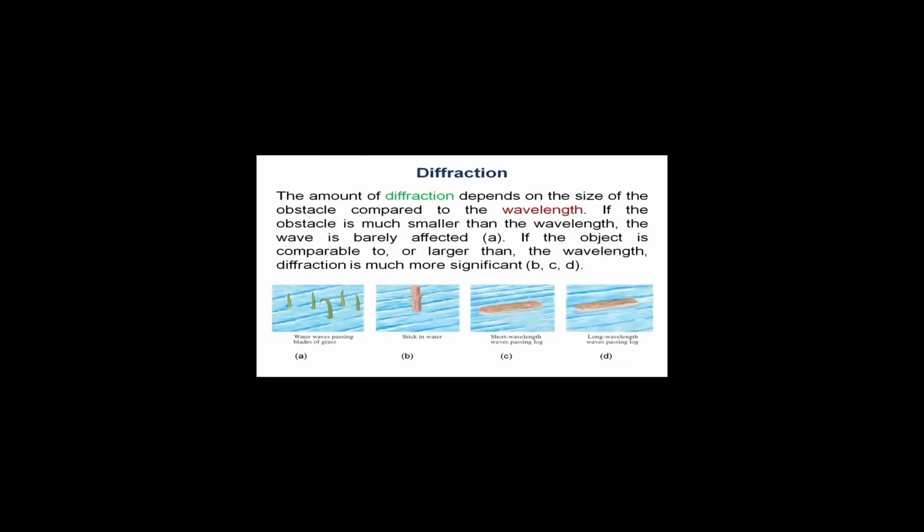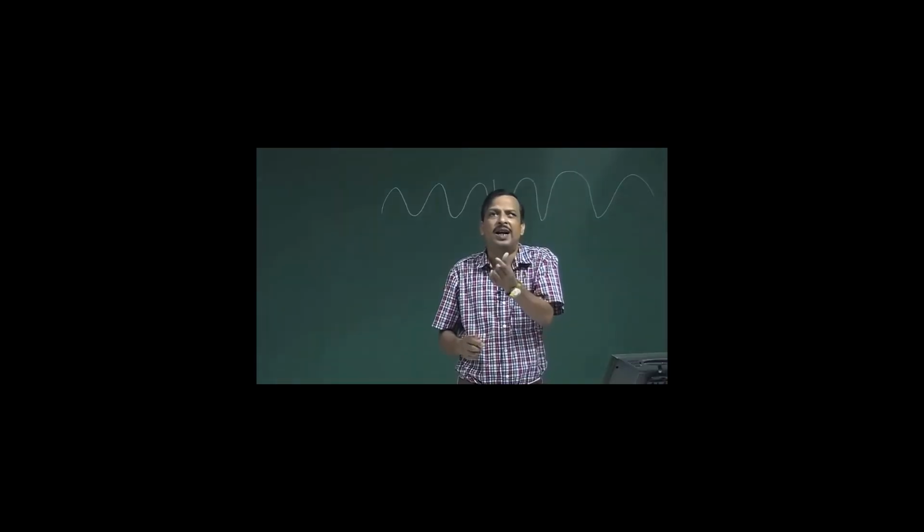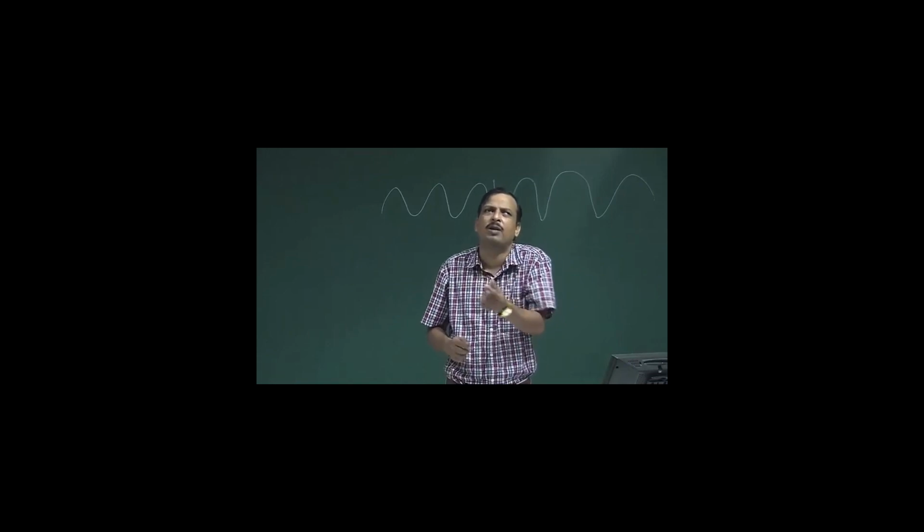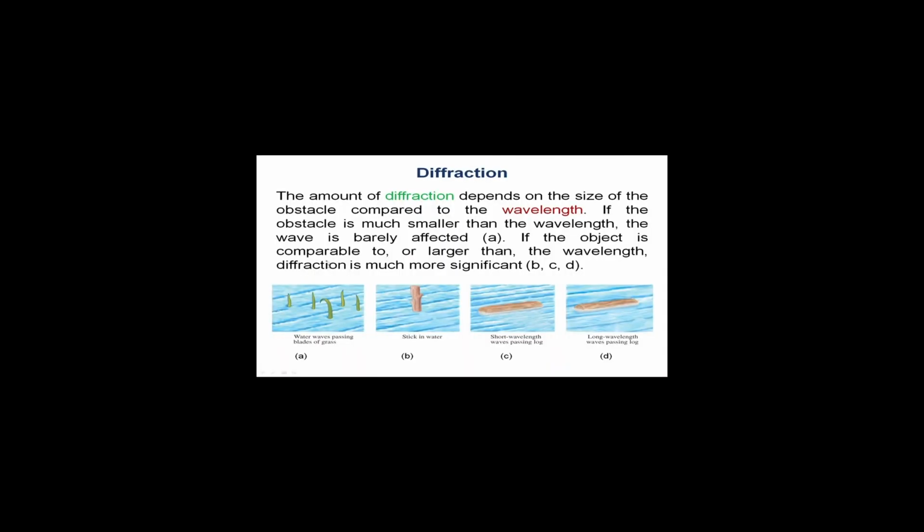How does diffraction depend on the obstacle? Diffraction depends on the size of the obstacle. If the size of the obstacle compared to the wavelength is very small or negligible, there is no diffraction. In picture A, there is no diffraction at all, because the length of the obstacle is very small compared to the wavelength. Now, if the length of the obstacle is larger, then the diffraction will be larger. That is called sound diffraction.